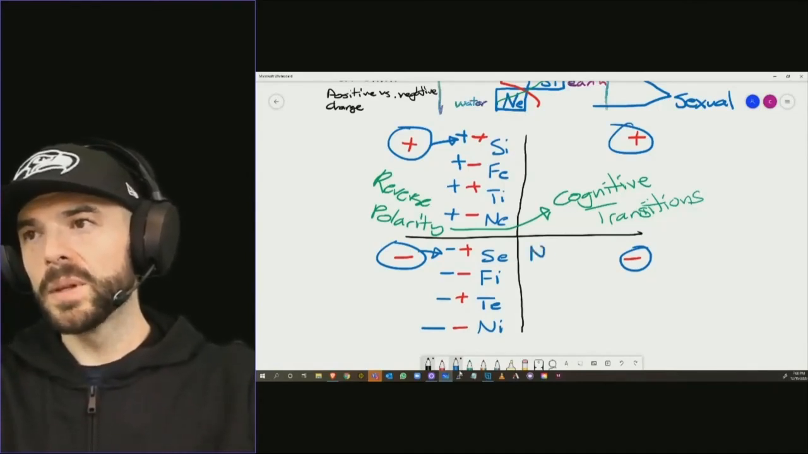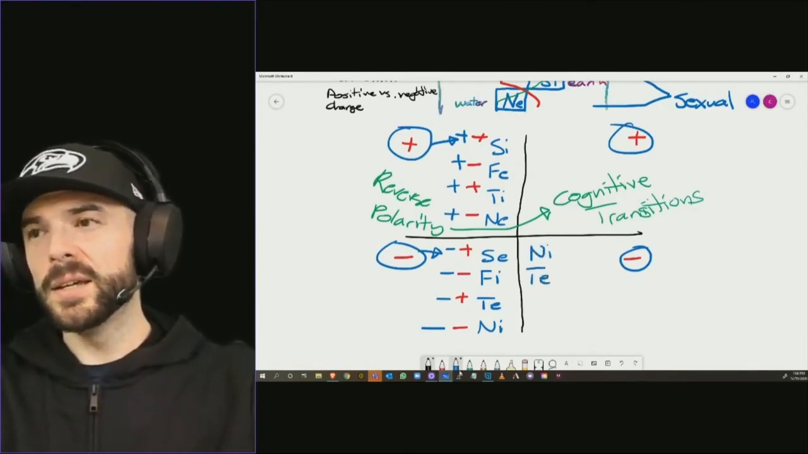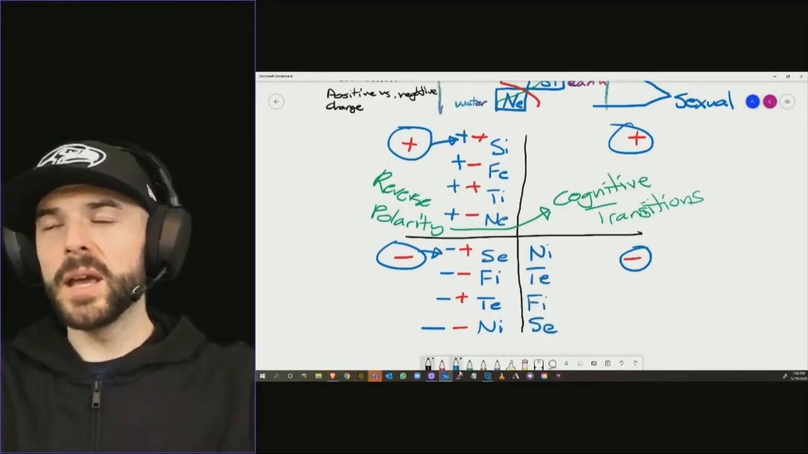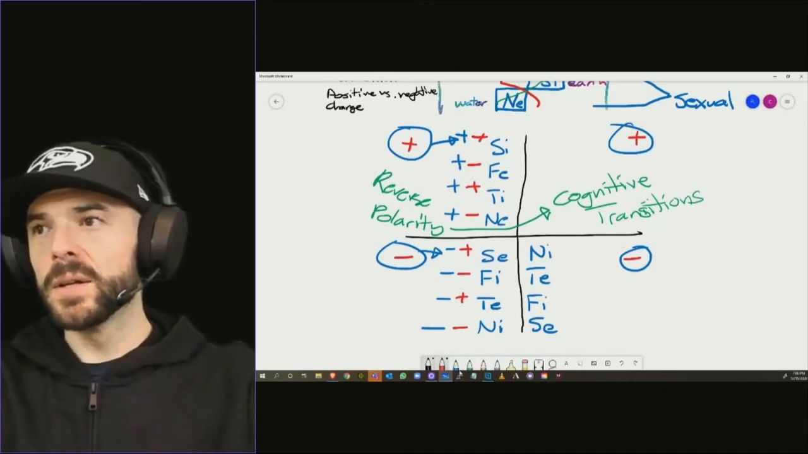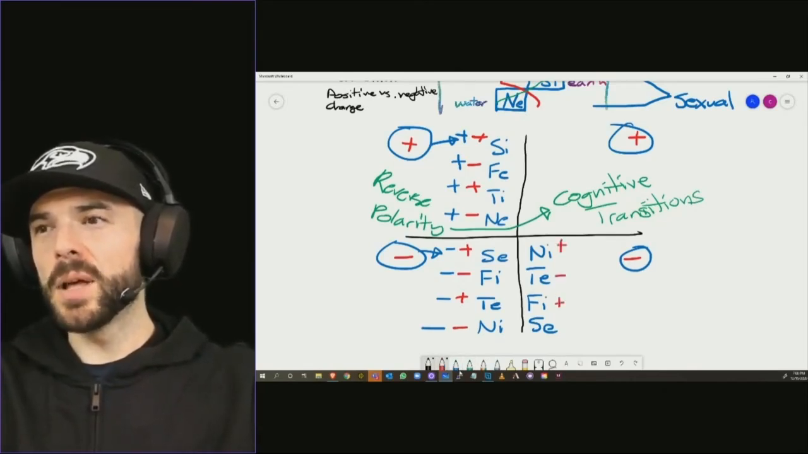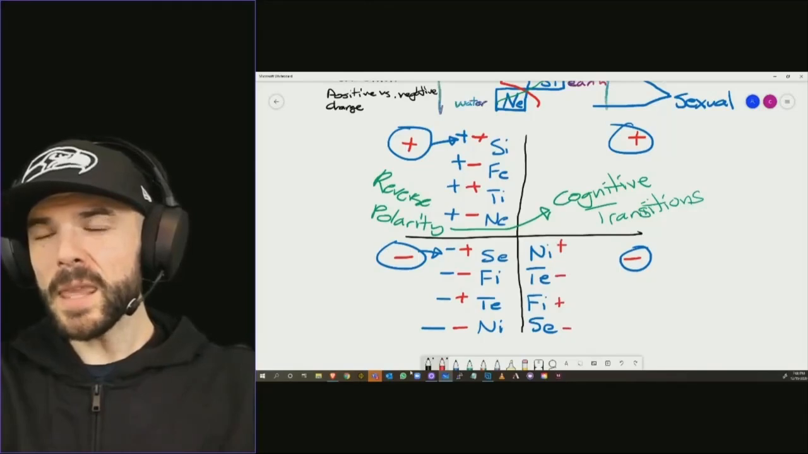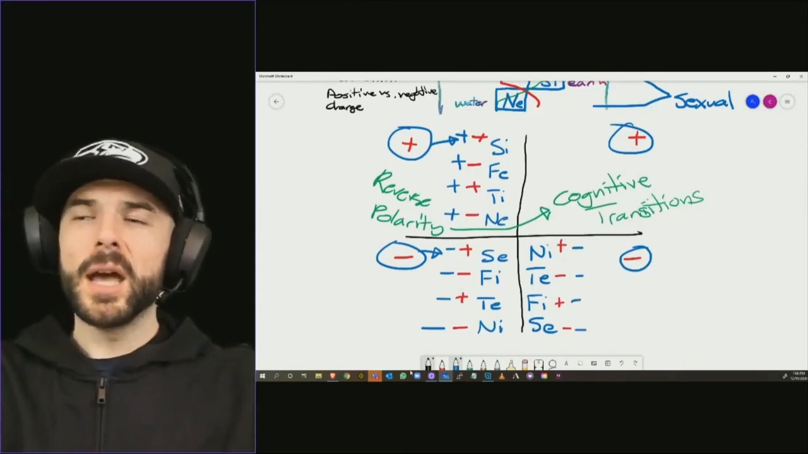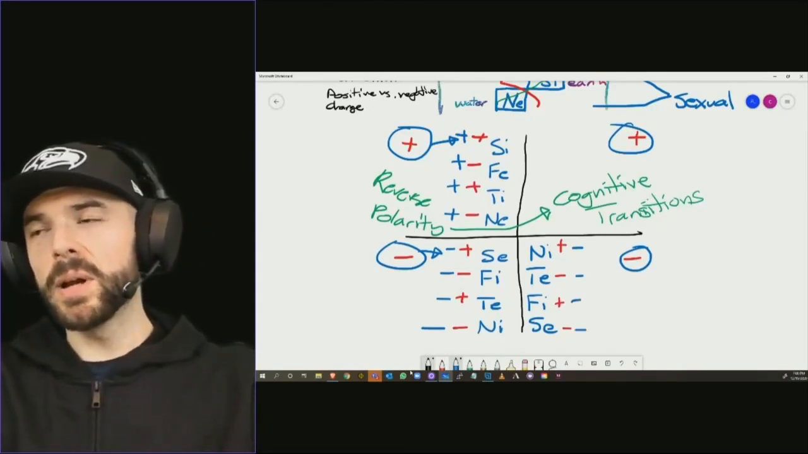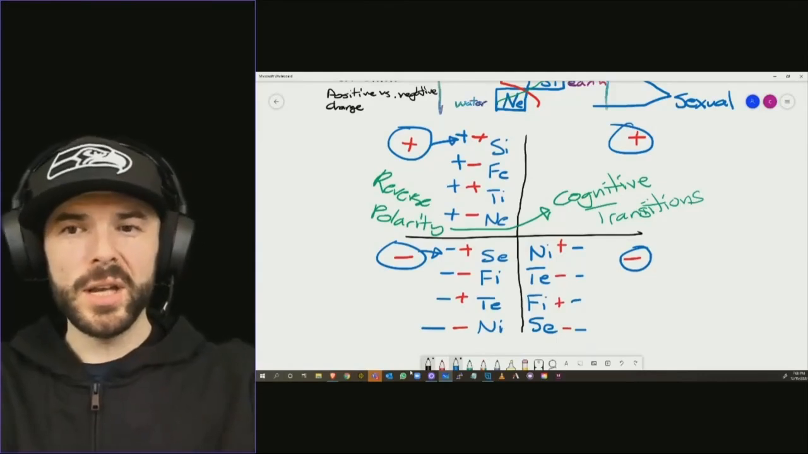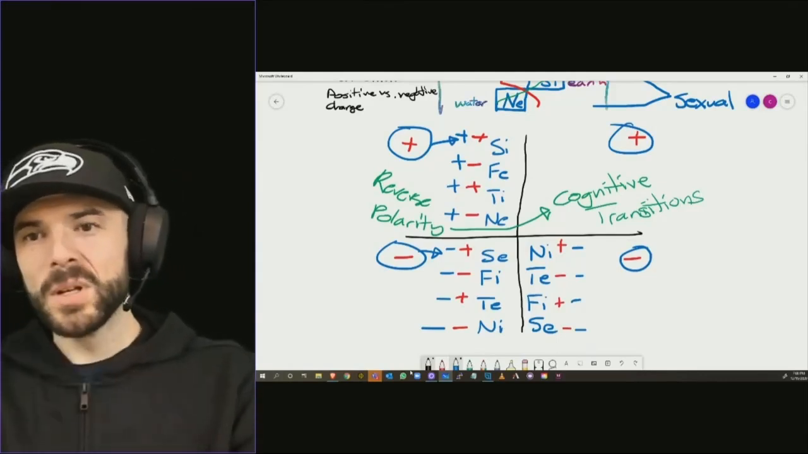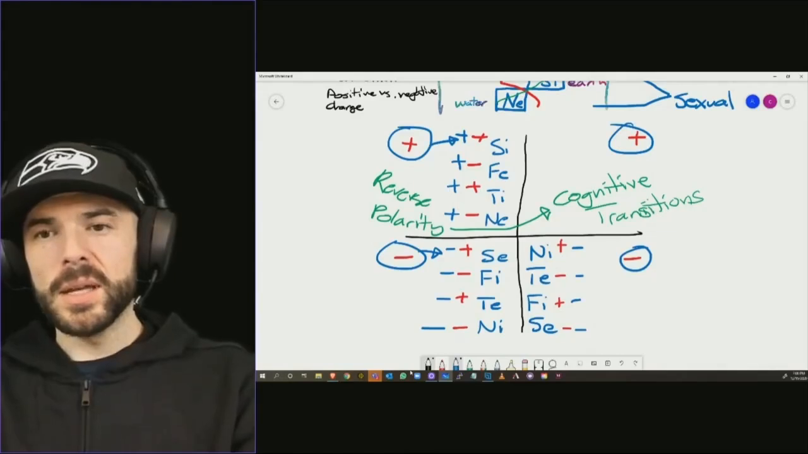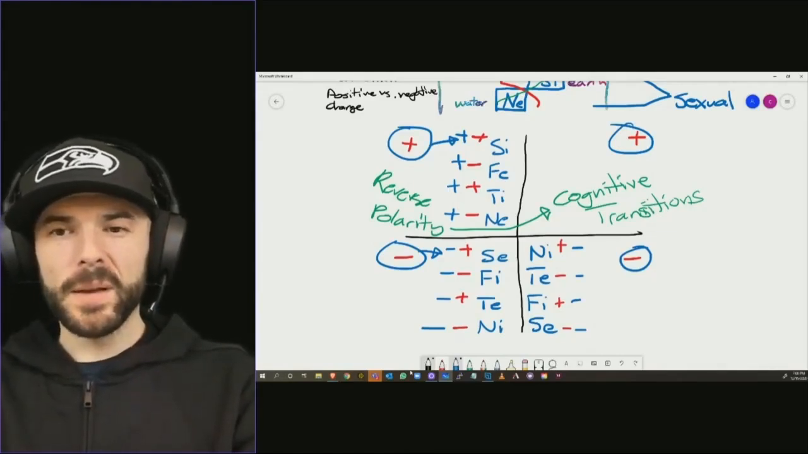So like Ni, Te, Fi, Se. So this is the reverse polarity, and then you just put in the same things in there. Plus, minus, and then you do minus, minus, minus, minus as a result. And you can see how it's a reverse polarity, which is this is a superego transition as a result. Okay, so yes.